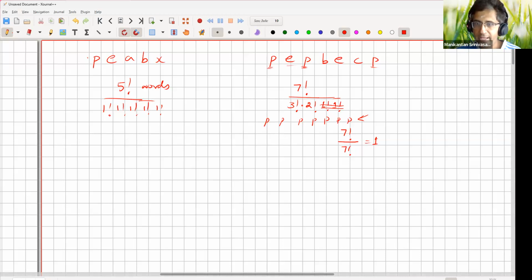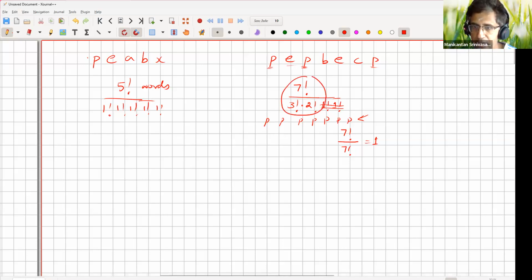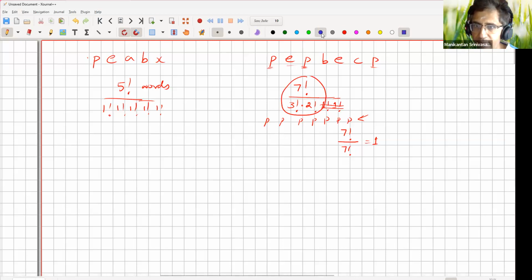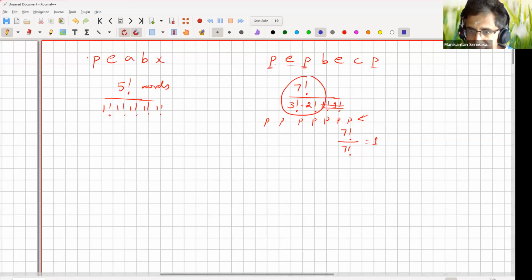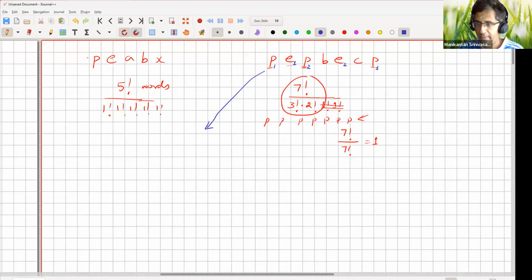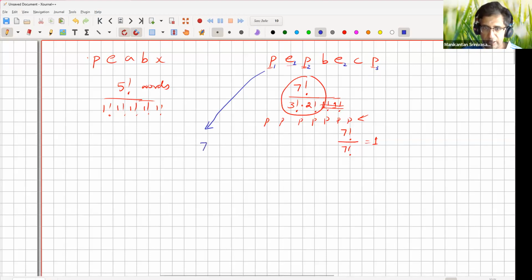Now, why is it 7 factorial by 3 factorial into 2 factorial? For a second, imagine that the 3 P's were different: P1, P2, and P3, marked with a small number suffixed. And similarly, let's say the E's are also labeled as E1 and E2. If the letters were differentiable one from the other, if I could identify them separately, then the answer would be 7 factorial.